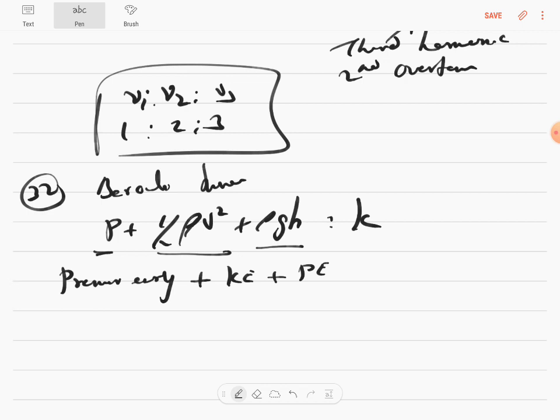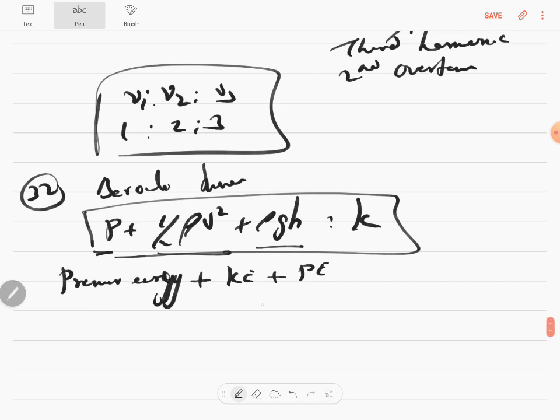It is always a constant. So that's what it is. Pressure energy P plus half rho V square plus rho g h is a constant. In other words, the pressure energy plus kinetic energy plus potential energy of a fluid per unit volume of an ideal fluid is always a constant. Or in other words, as the velocity increases, the pressure decreases, because the total has to remain constant. This is Bernoulli's theorem.